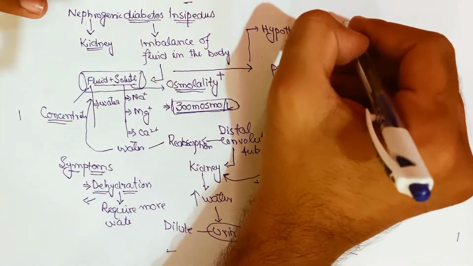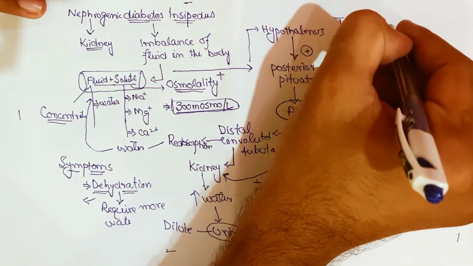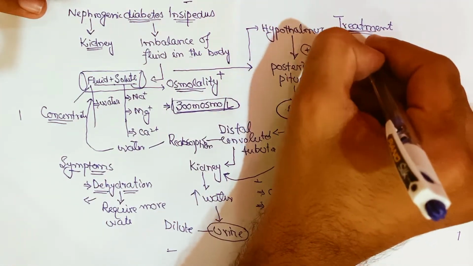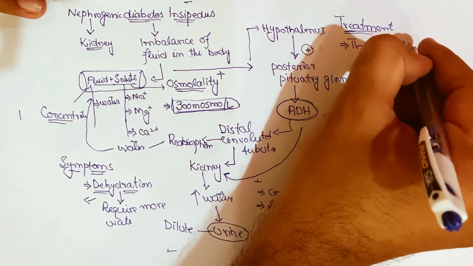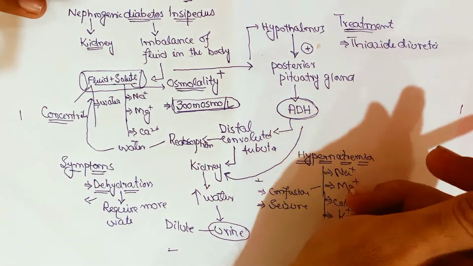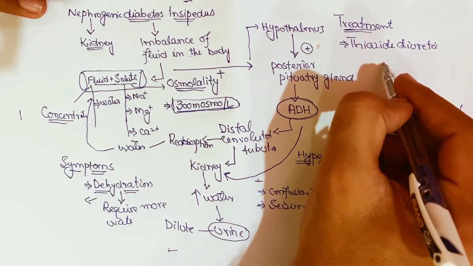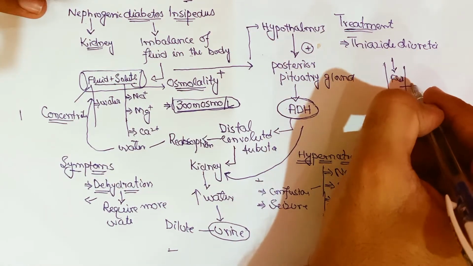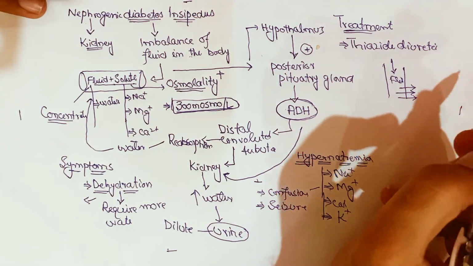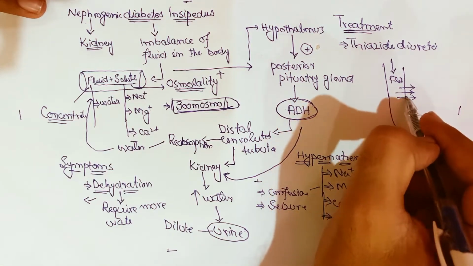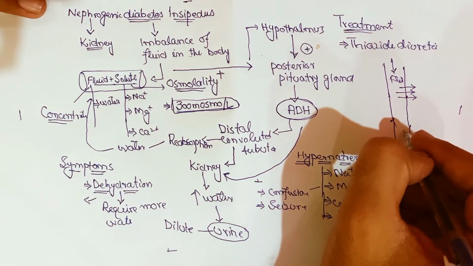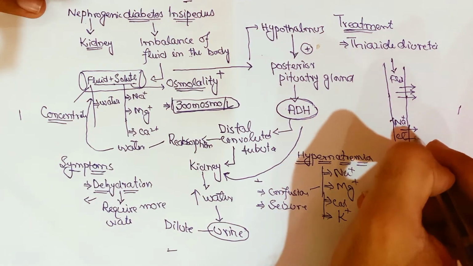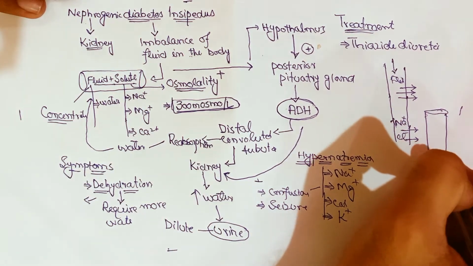So the treatment involved in these conditions includes thiazide diuretics. The mechanism of action of thiazide diuretics is that when the kidney filters the fluids of the body, some important substances are reabsorbed through the proximal convoluted tubule, loop of Henle, or distal convoluted tubule. In the distal convoluted tubule, normally sodium and chlorine are reabsorbed into the blood vessel to maintain the volume of the body.